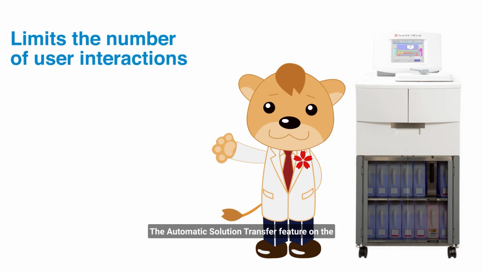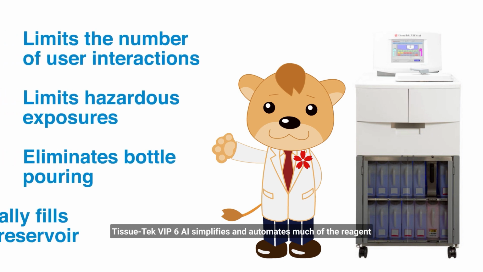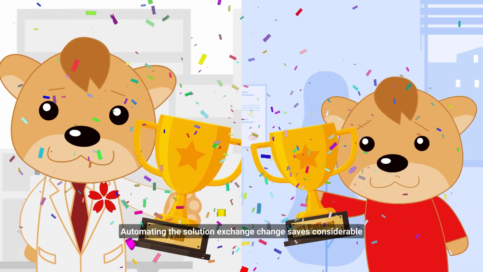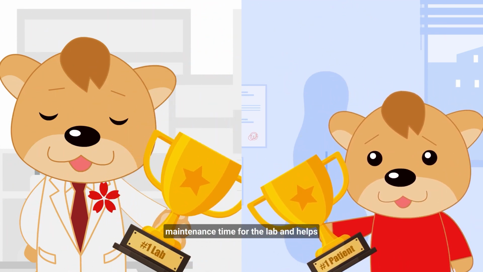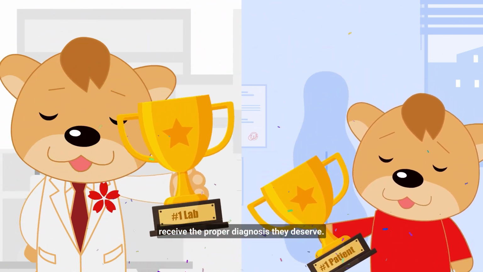The automatic solution transfer feature on the Tissue Tek VIP 6 AI simplifies and automates much of the reagent exchange process to reduce the risk of errors. Automating the solution exchange saves considerable maintenance time for the lab and helps reduce risks to protect tissues so patients receive the proper diagnosis they deserve. A true win-win.